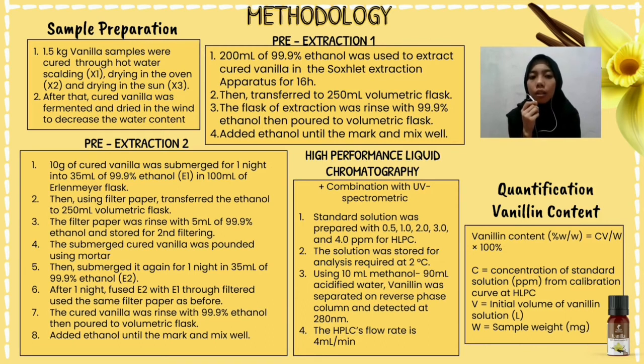For HPLC, it was combined with UV spectrometry. Using 10 ml methanol and 90 ml acidified water, vanillin was separated on a reverse phase column and detected at 280 nanometers. The HPLC flow rate is 4 ml per minute. After that, the quantification of vanillin content was analyzed using the following formula.